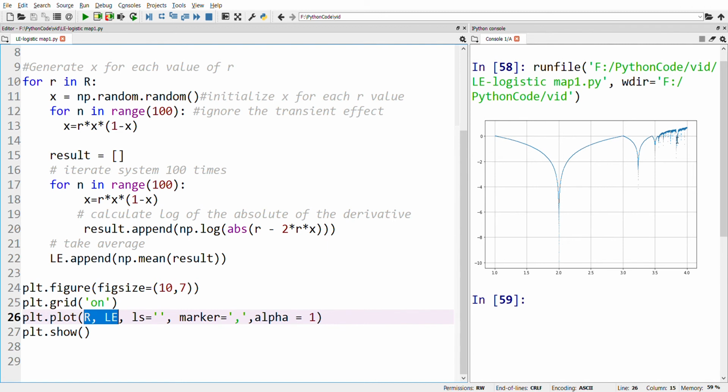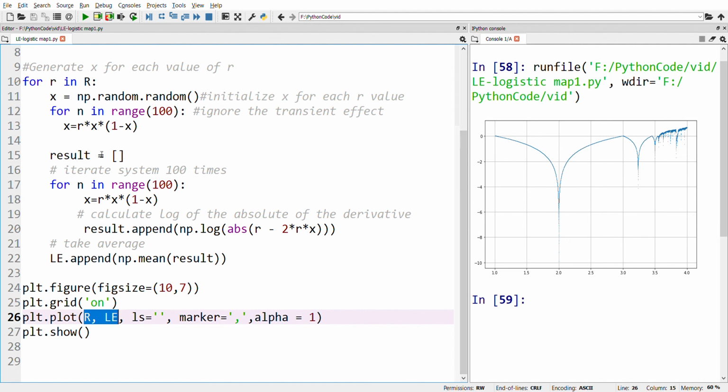Another important feature we see in this diagram is that there are so many sharp dips. So what do these dips mean? These dips show that the logistic map is undergoing bifurcation. Here we see that the first bifurcation is at R equal to 2, and again we see that there are many smaller bifurcations. So this is the significance of plotting the Lyapunov exponent.